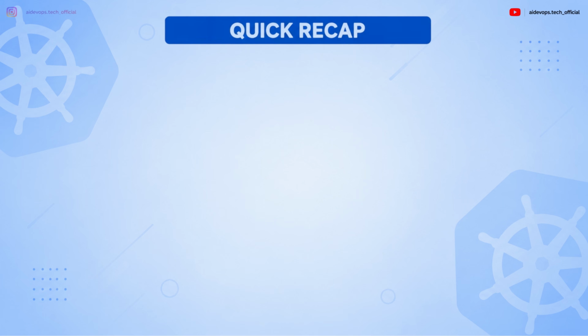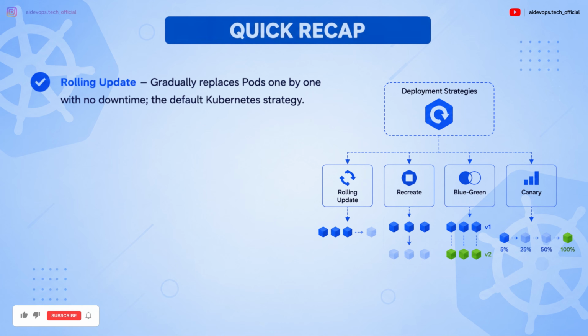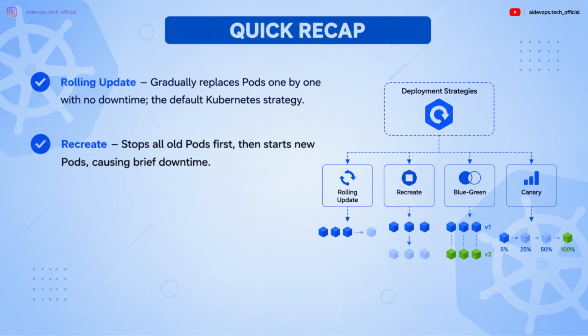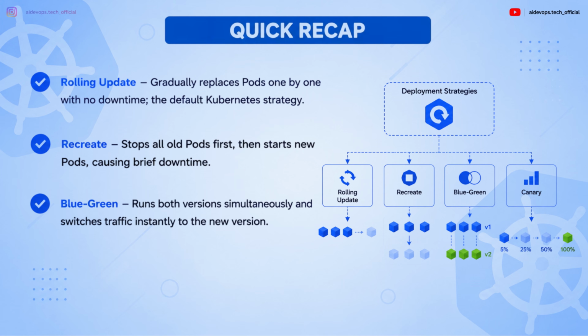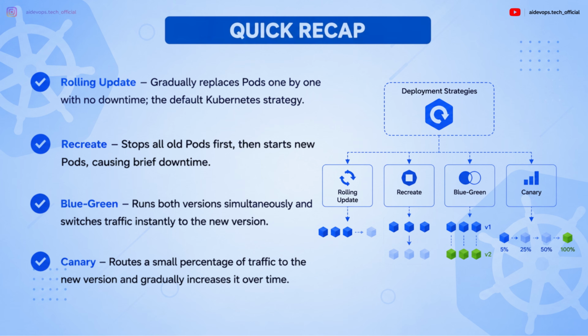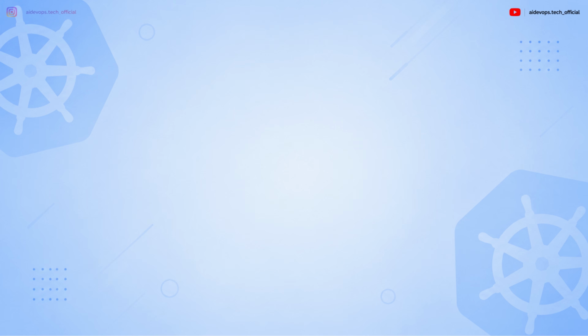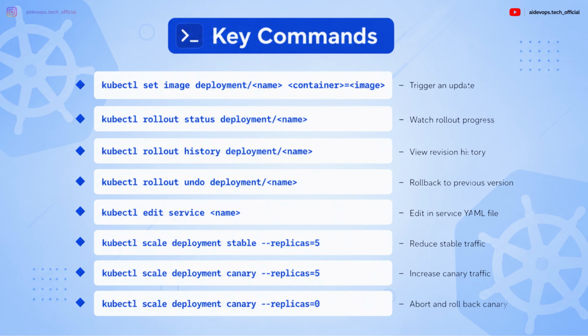So let's quickly recap what we have learned today. Rolling update is the default deployment strategy. It replaces the pods gradually one by one so the application always stays available. And it is most suitable for most applications. Recreate stops all the running pods first and then starts new pods, with a small downtime. Blue-green runs two environments at the same time and switches the traffic instantly by updating the service selector. Canary sends a small percentage of traffic to the new version first and you gradually increase as confidence grows. And here we have a few commands that can be used for different deployment strategies.